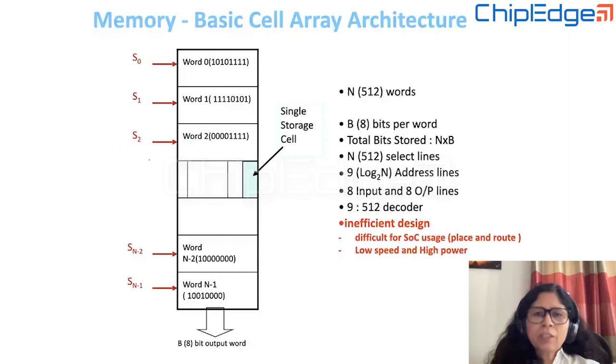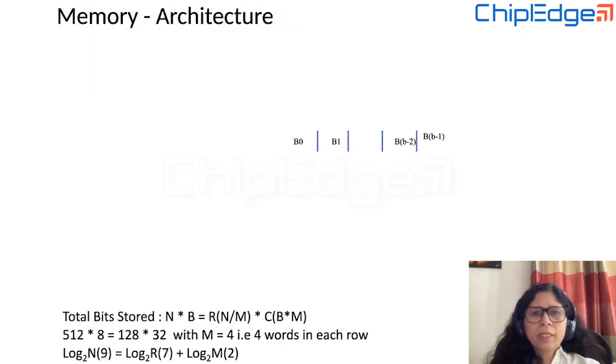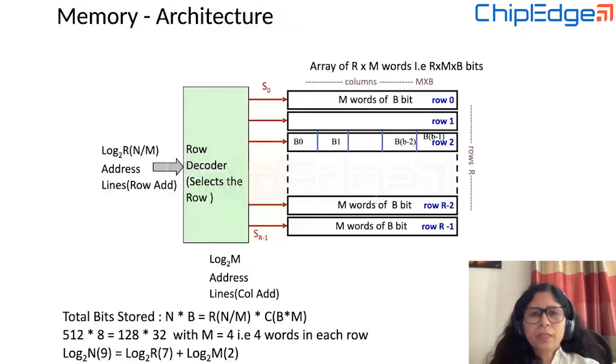And it also starts to become very high power consuming and low speed, because of the arrangement of these words, which are stacked one above the other. So in general, we don't stack words one above the other like this, right? This is not the way it is done practically. So practically, I will show you here.